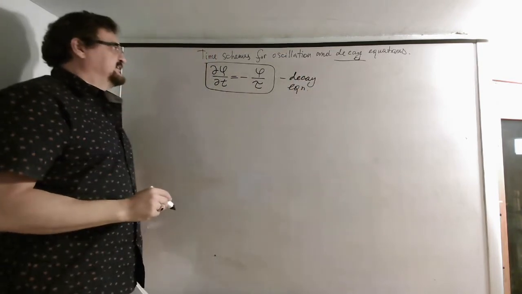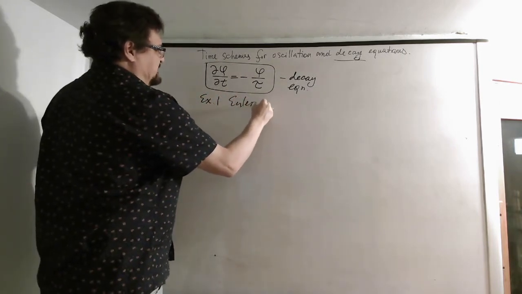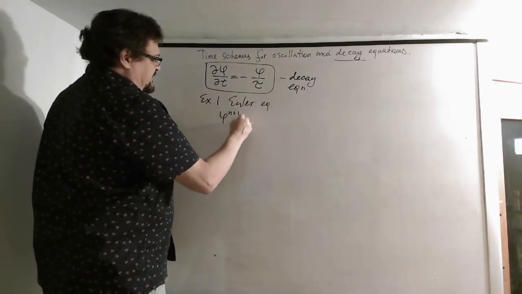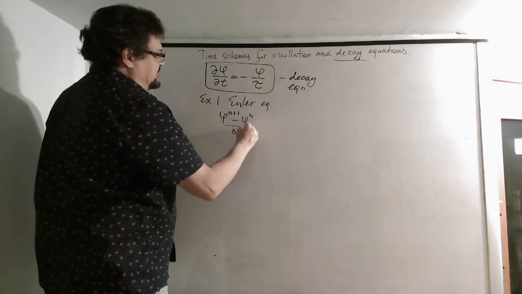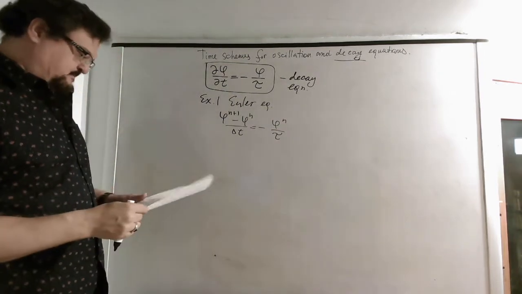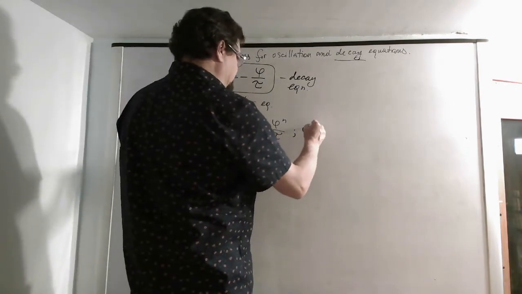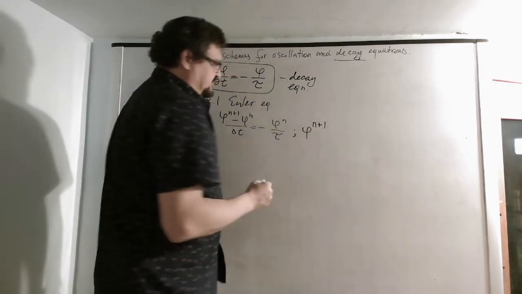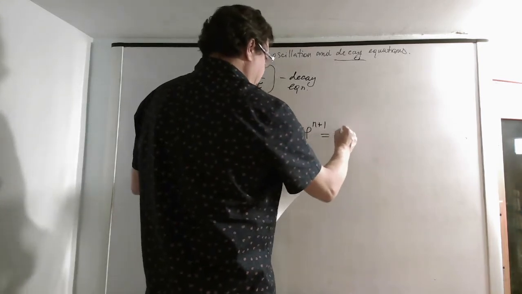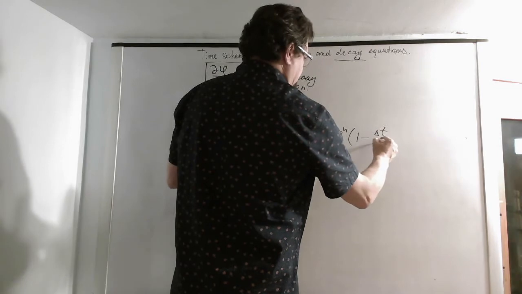So how do we solve it? Let's try different examples. Example 1, the Euler equation. We like Euler even though it never works. (φ^(n+1) minus φ^n) divided by delta t, and the right-hand side is going to be minus φ^n divided by tau. Let's write it as one equation, explicit with respect to n plus 1. We have φ^(n+1) equals φ^n times (1 minus delta t divided by tau).